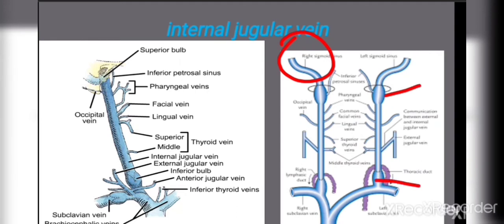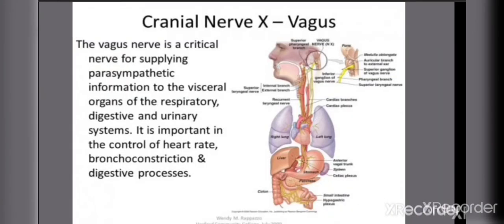This inferior bulb lies at the junction of the internal jugular vein and the right subclavian vein, and the superior bulb lies at the jugular foramen. There are tributaries for this vein like the common facial vein, pharyngeal vein, lingual vein, superior thyroid veins, and middle thyroid veins. So these veins empty directly into the internal jugular vein. Ultimately, this internal jugular vein drains into the right subclavian vein.